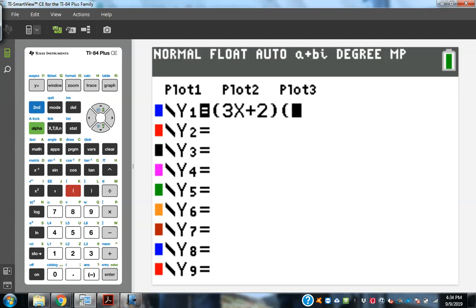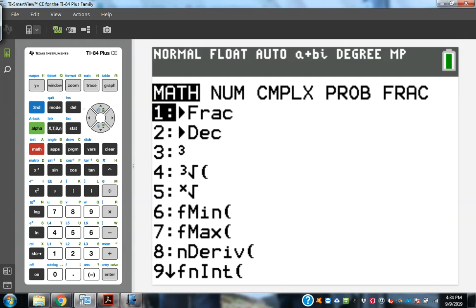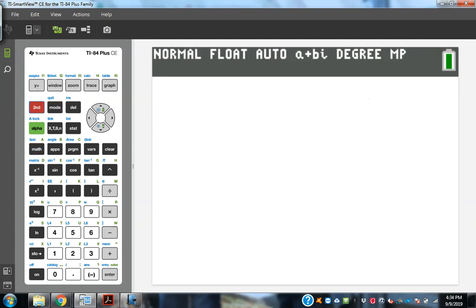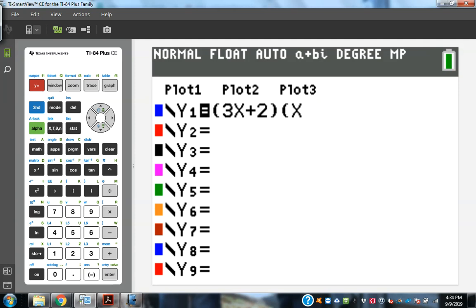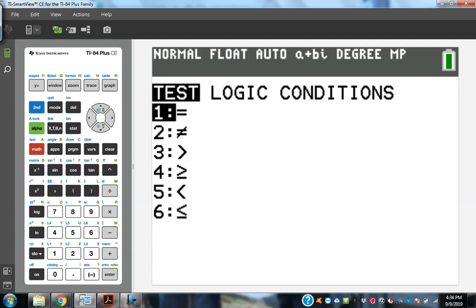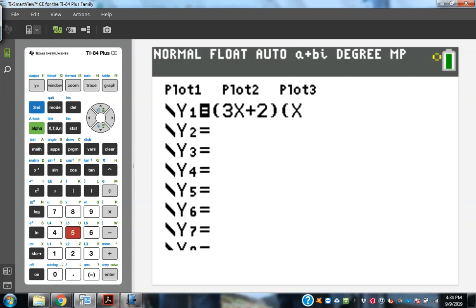And then you open up another set of parentheses, and this is where you're going to put your inequality. Okay? The inequality is x is less than -2. So I'm going to type x, and then to get the less than symbol, I hit second math. Let me get back to Y equals, back where I was. All right, so I'm here. I put in the x. I hit second math, and then there's my inequality options. Okay? See all of the inequality symbols here. We need a less than, which is number 5. And then the number was -2.